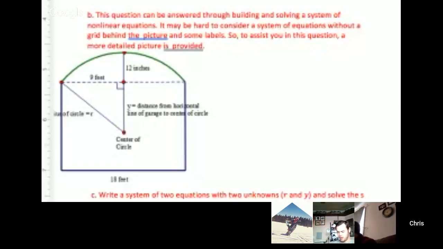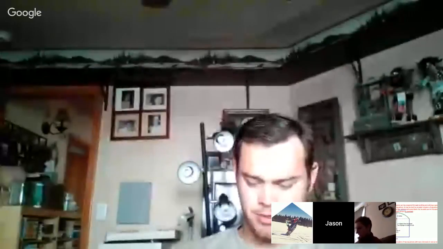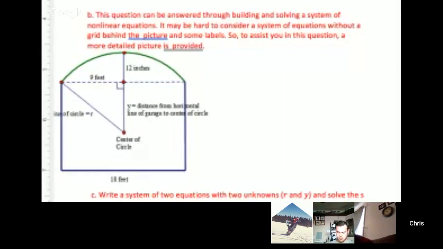I don't know how you would be able to use the system of equations to solve this. We have two equations, it says. So one equation would be equal to 12 and one would be equal to 9. Or is it 18? I don't know.